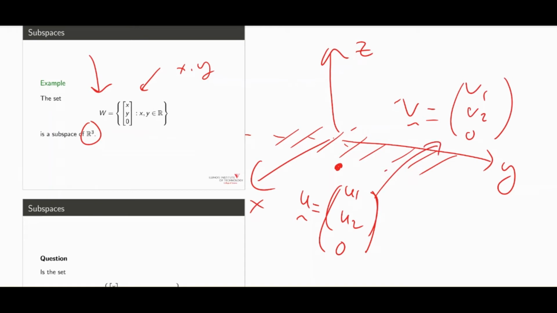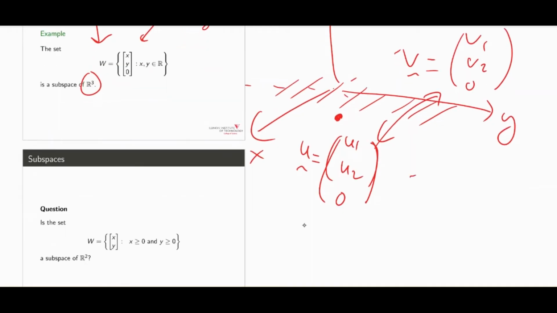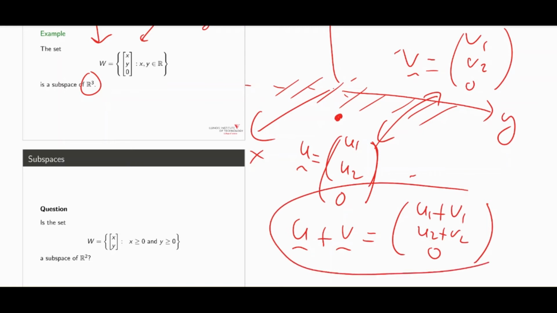So if you add them, what is U plus V? U plus V will be U1 plus V1, U2 plus V2, and then 0. So obviously, this is still an element in W. You take 2 elements that are in W, you add them, and it will still be an element in W.